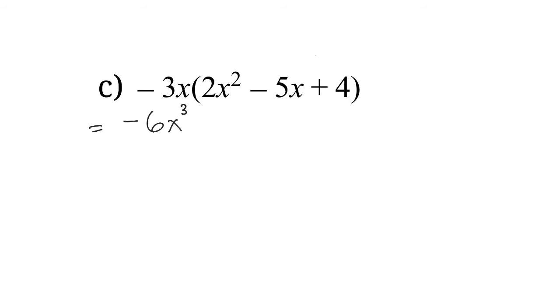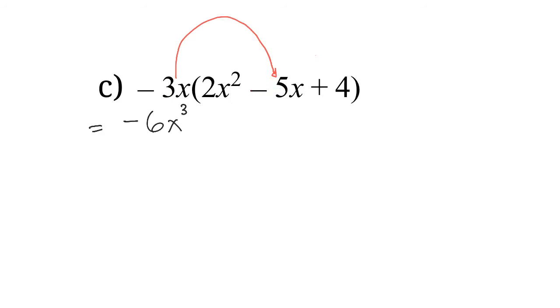All right, now let's move on to the second set. So it's going to be negative 3x multiplied by negative 5x. Again, let's just worry about the numbers first. Negative 3 multiplied by negative 5.